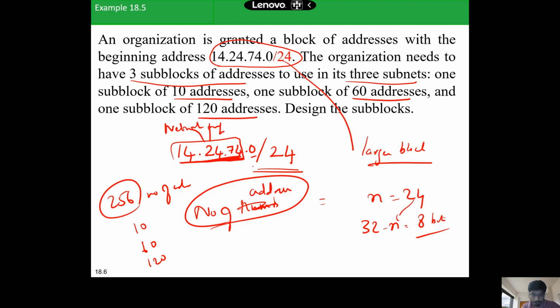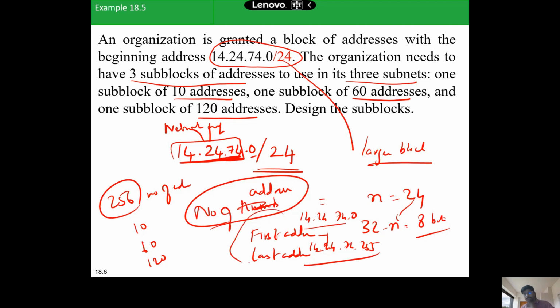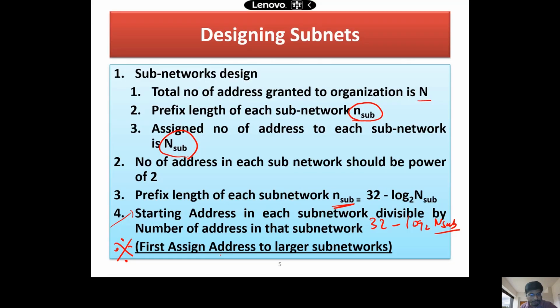Given that case, tell me what's the first address of your larger block. Find out, and find out what is the last address. You know that you have to set all the last 8 bits to zeros for your first address. So it's going to be 14.24.74.0. If you set the last 8 bits to ones, that's going to be the last address. So this is the case of your larger block. Now let's play the subnet rules. As you look here, always assign addresses first to your larger subnetwork. And the number of addresses in each subnetwork should be a power of 2.